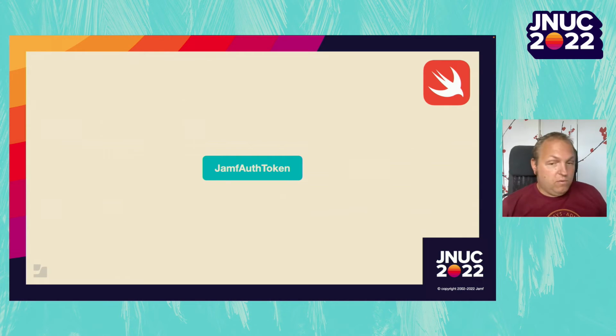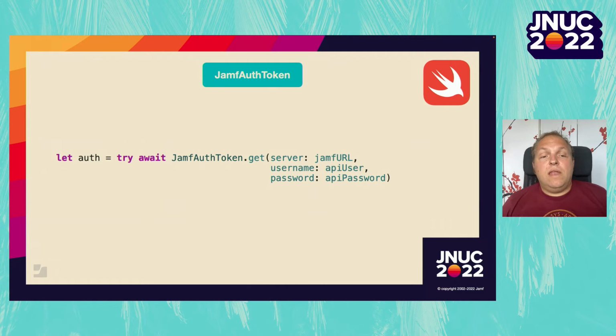Let's call it Jamf auth token. Now that we have the Jamf auth token, we can use it. And I can just use this code in my line, and that will return a Jamf auth token from the server, from the URL with the username and the password.